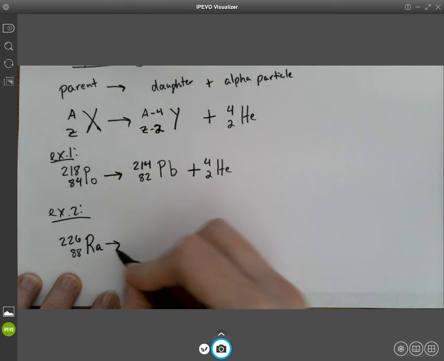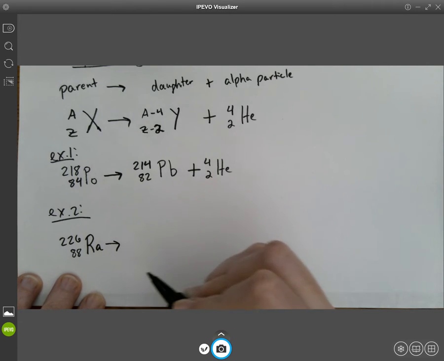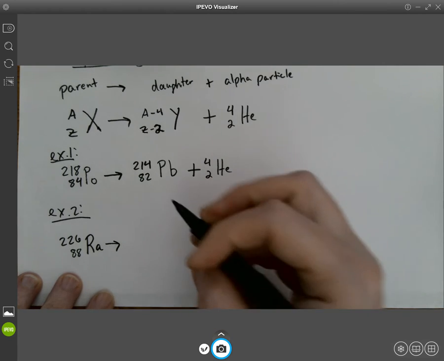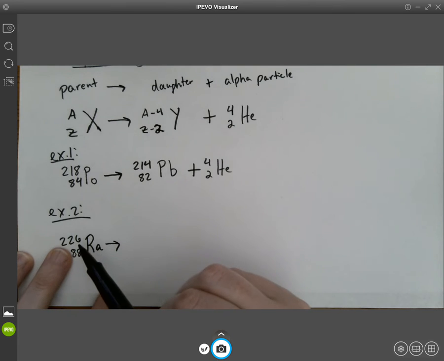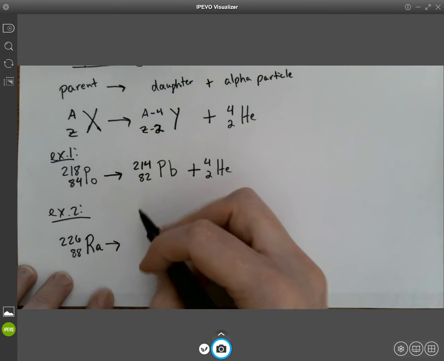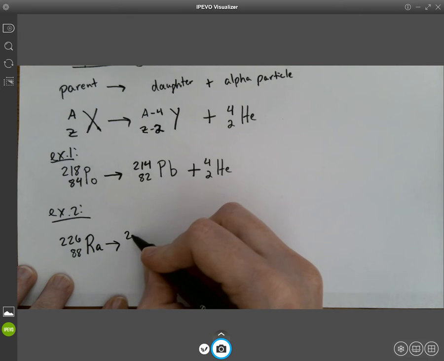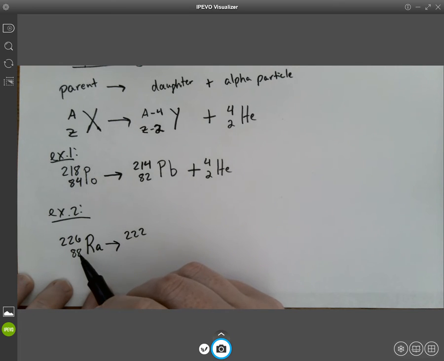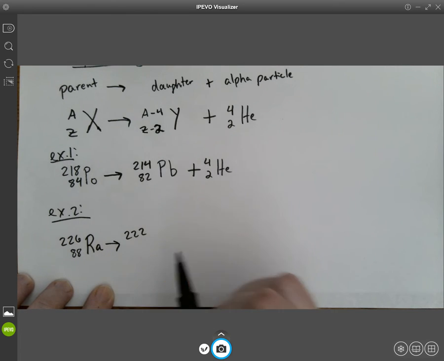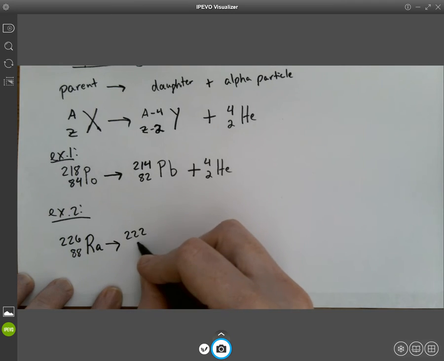Now we're going to break this down, and again, we're going to do our atomic mass minus 4. So we'll start off with that. 226 minus 4 is 222. Then we have 88 minus 2 if we follow this equation. So 88 minus 2 is 86.